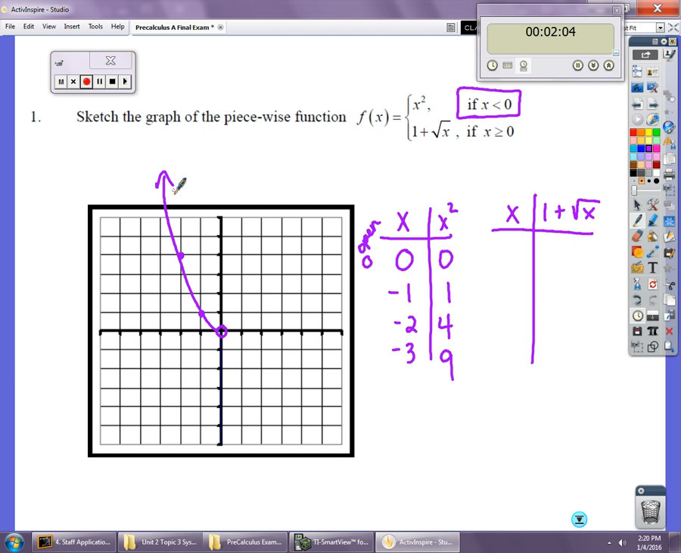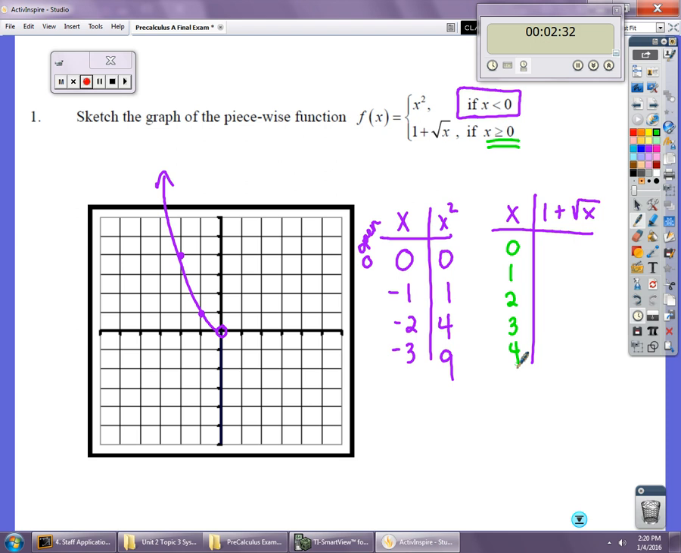Now, this other function, 1 plus the square root of x, is one I'm going to use for the right-hand side, for it says x is greater than or equal to 0. So I'm going to start with 0, and then I'm going to pick some numbers that are bigger than 0, like 1, 2, 3, 4. And some of these are going to give me some pretty yucky numbers, so I'm probably only going to plot the ones that I think are going to fit nicely, because I'm not allowed to use a calculator, so I'm going to try to work a little smarter, not harder.